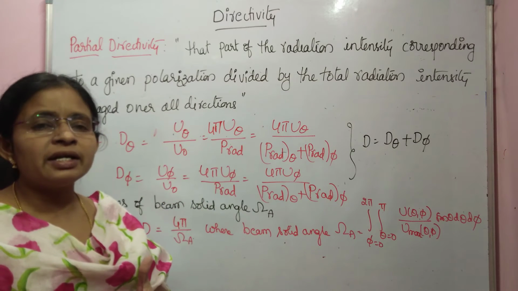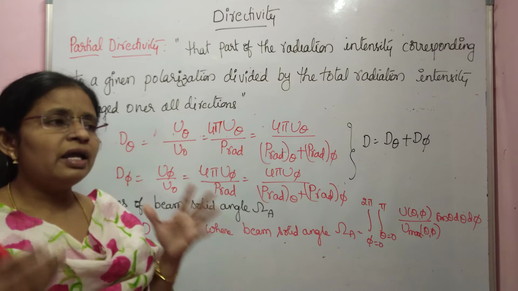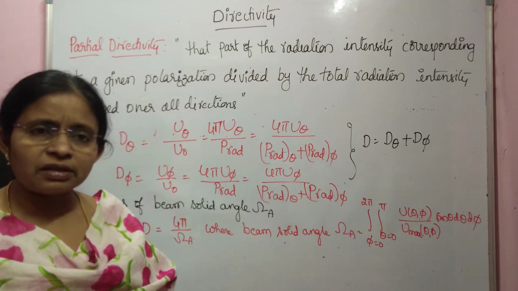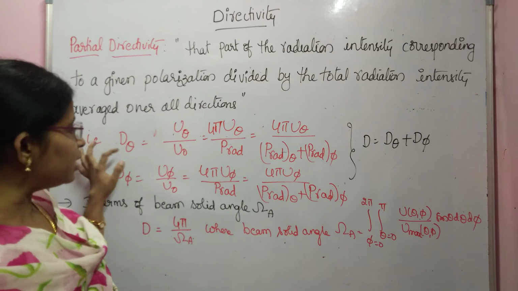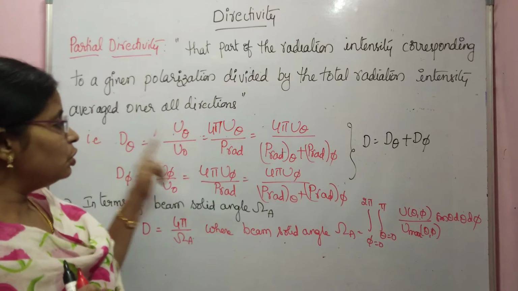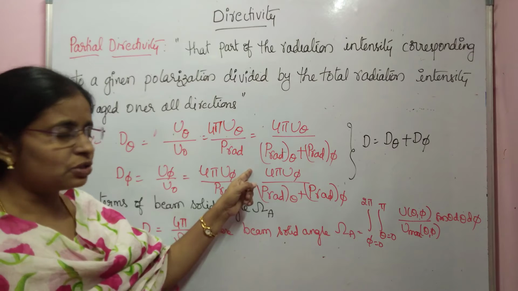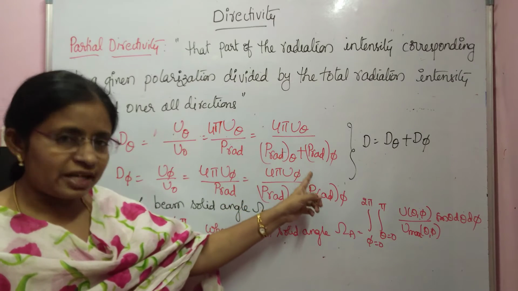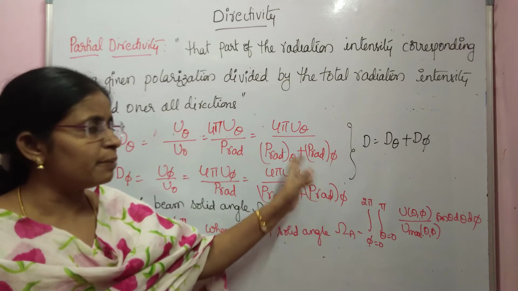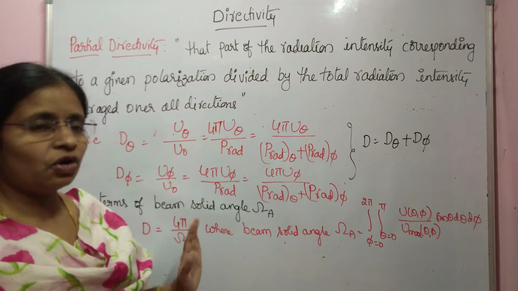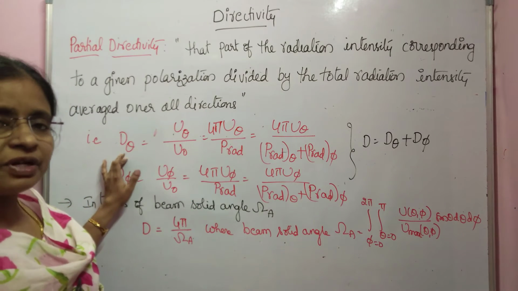Ippudu P radiated ante enti, total power radiated kada. Ee power radiated rendu directions lo velthu untundi kada. So manam partial directivity D theta chesetappudu you have to consider the total power radiated. Total power radiated ni ela rayachu? Yes, power radiated in theta polarization means theta direction, and power radiated in phi direction. Okay, so this is the partial directivity D theta.